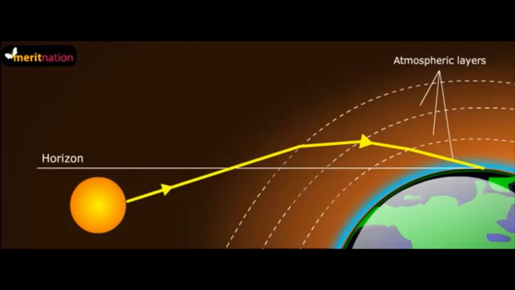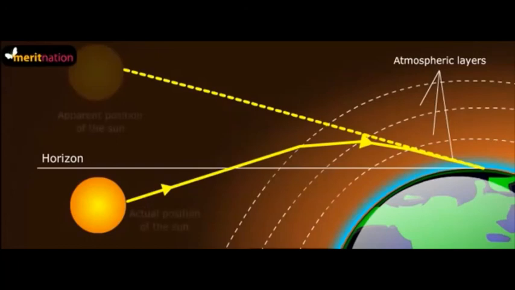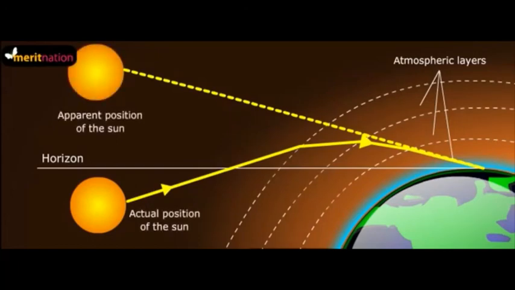Now, what happens from the point of view of an observer? Following the path of the light rays entering the eyes, the observer actually sees the sun slightly above its actual position. And as a result of that, he sees the sun about 2 minutes before the sun actually rises.